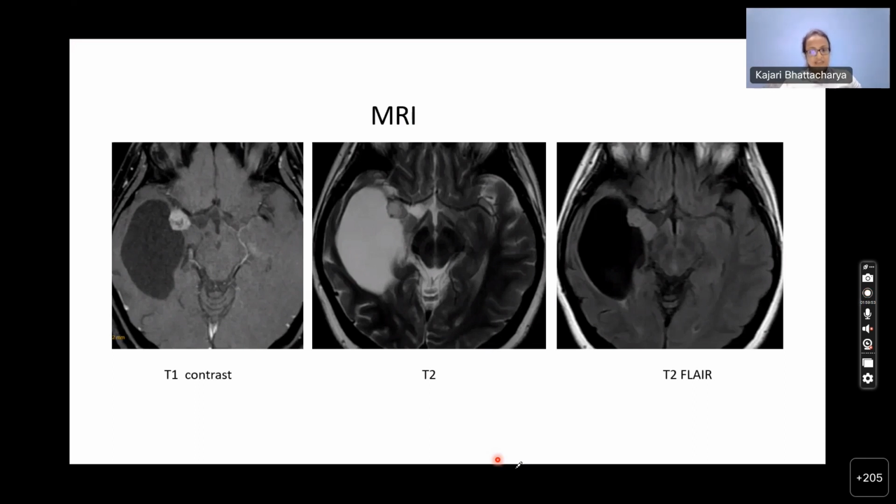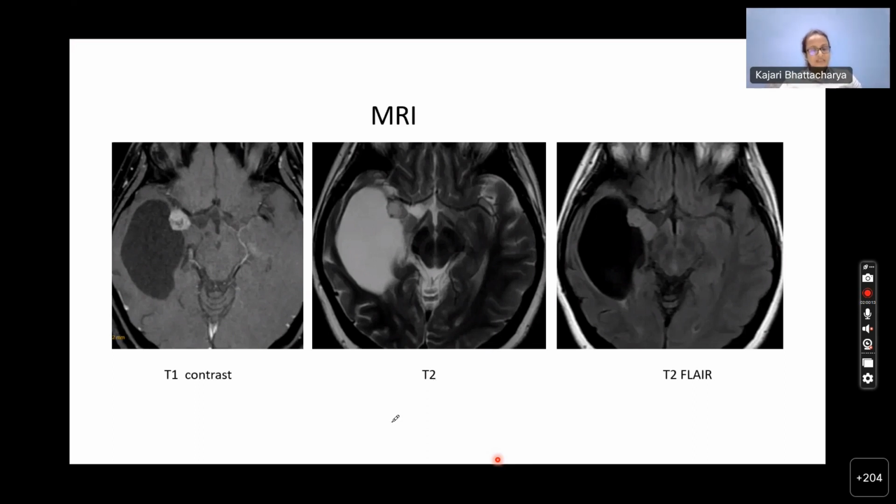Again, in the FLAIR image, this cystic component shows complete inversion. It follows the CSF signal, signifying that this is a cystic component, and this is the solid component. When we go to the post-contrast study, we see that the solid component shows intense post-contrast enhancement.